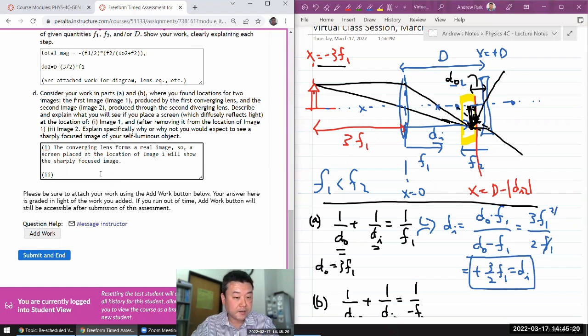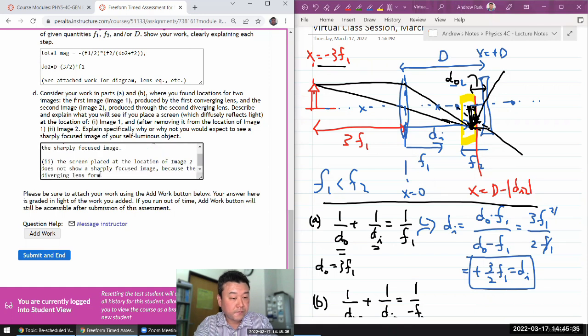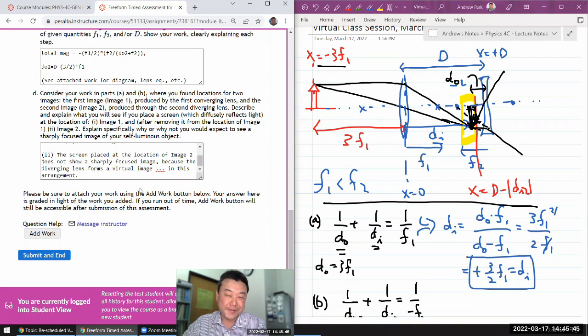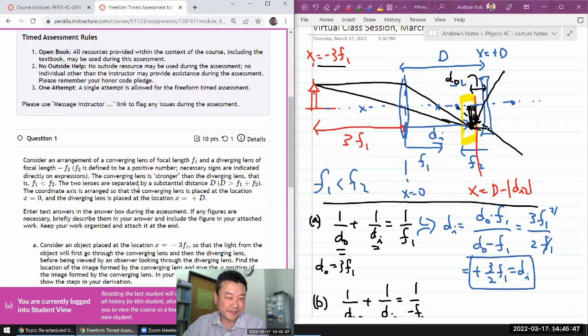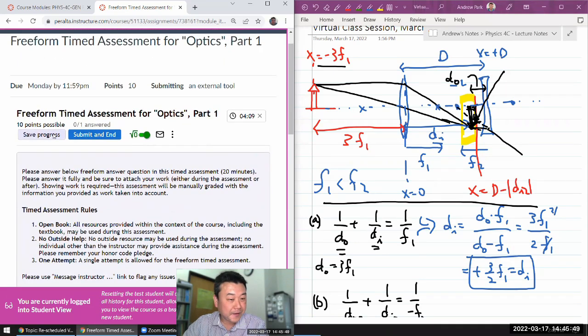So what I would say is that the screen placed at the location of image 2 does not show a sharply focused image because the diverging lens forms a virtual image in this arrangement. There are other arrangements where you can form a real image with a diverging lens, but not this setup.